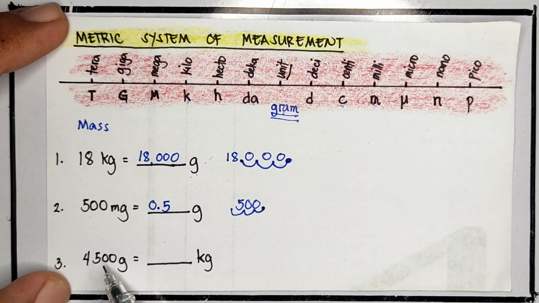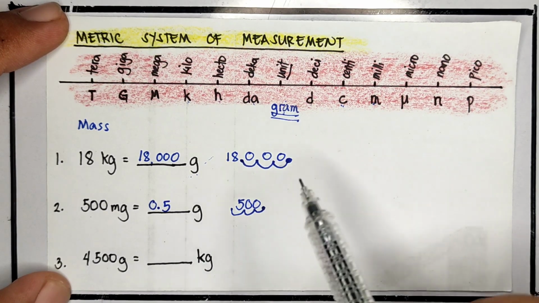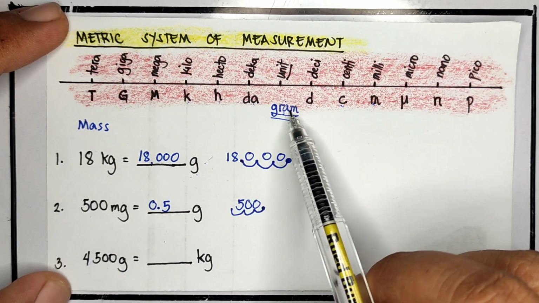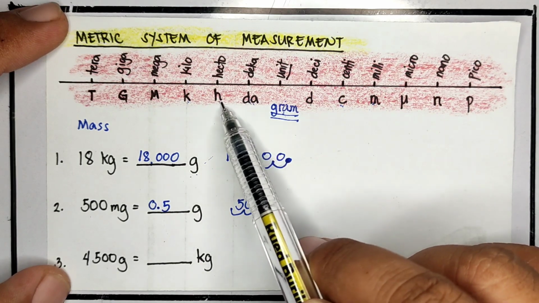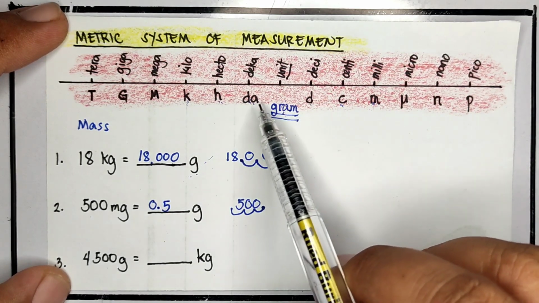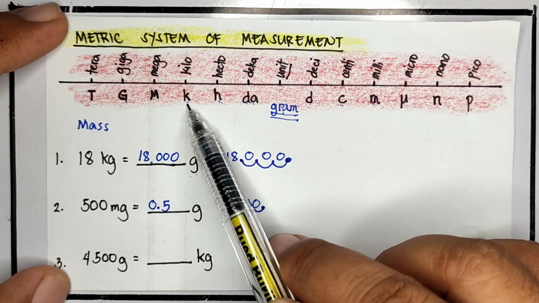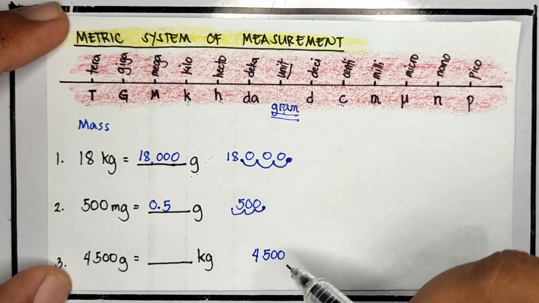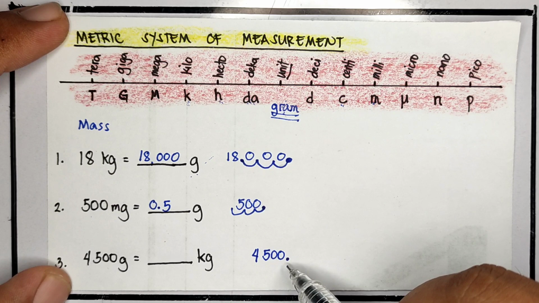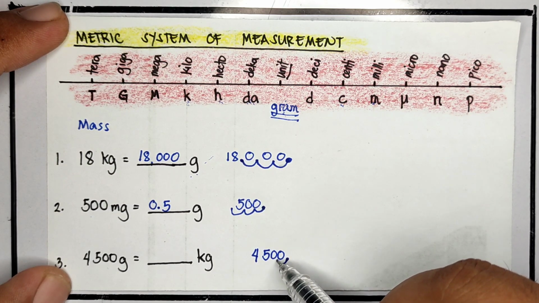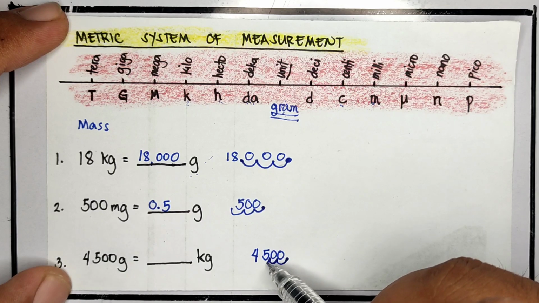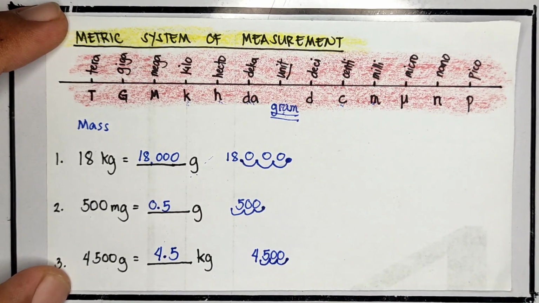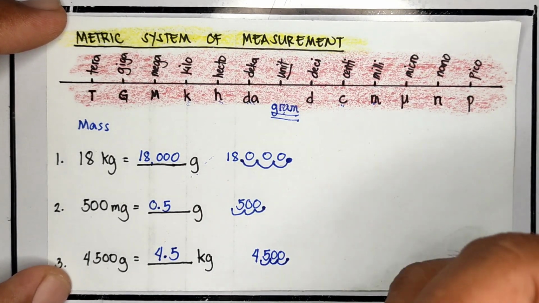Next, 4,500 grams is how many kilograms? Okay, simply grams to kilograms. Grams, 1, 2, 3. Again, grams, 1, 2, 3. Okay, therefore, 4,500. The decimal point is here. Move the left side 3 times: 1, 2, 3. Okay, therefore, 4.5 kilograms. That is for the mass.